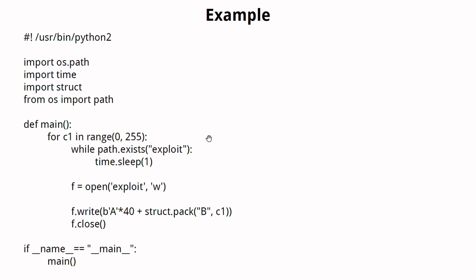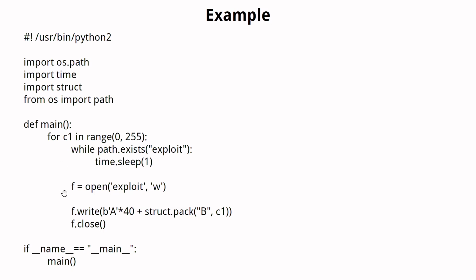This is a Python 2 script. First of all, there is this variable. The range is from 0 to FF. This is basically 1 byte. Then we first check whether that file exists under the temp exploit. If that file already exists, it means the program we are trying to attack hasn't deleted it yet. So we just sleep for 1 second.